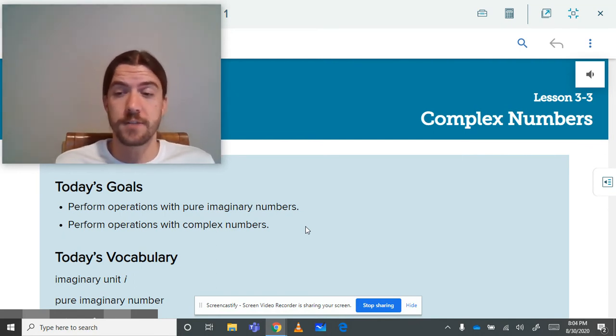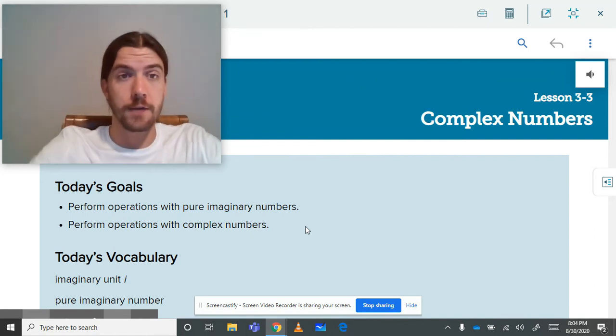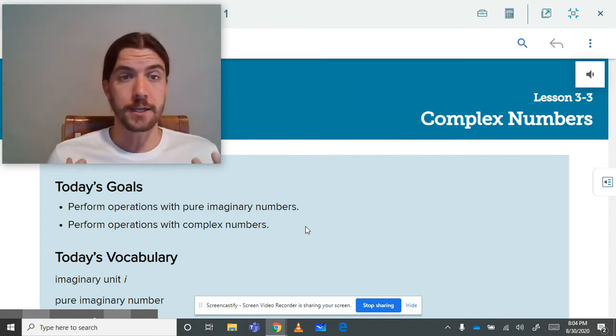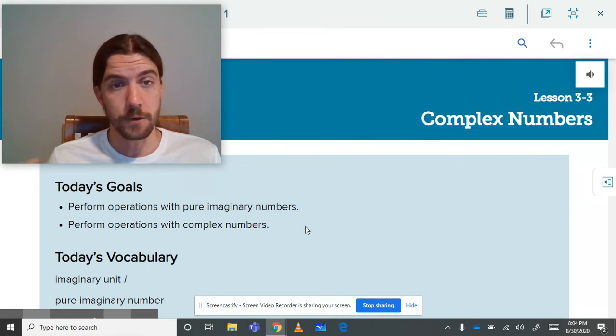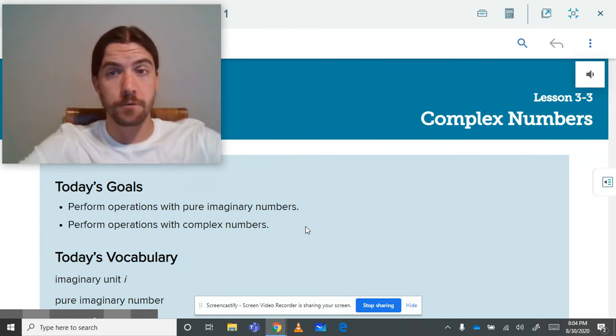So for example, if I said, what's the square root of negative 25? There's no number that I can think of, no real number, that allows me to multiply that number by itself and end up at negative 25. It's the negative part that's the problem, the square root of the negative.